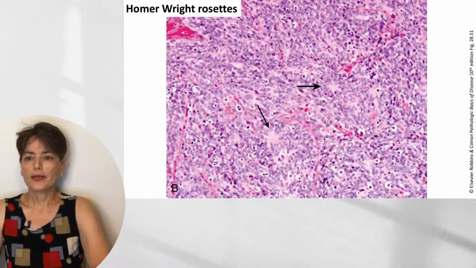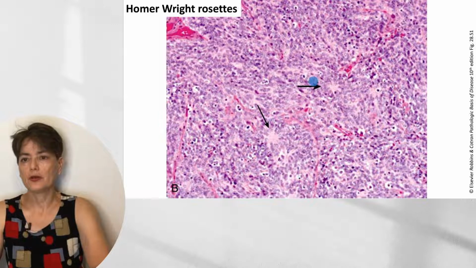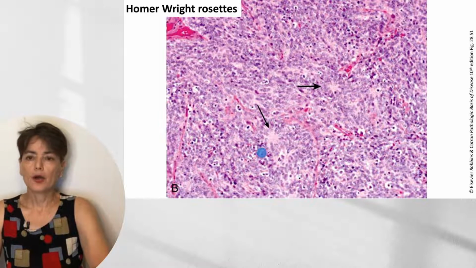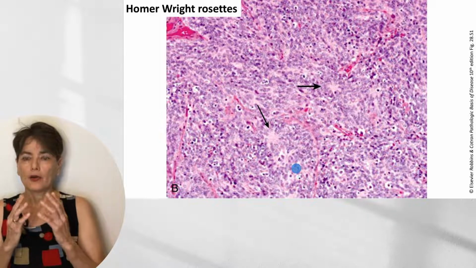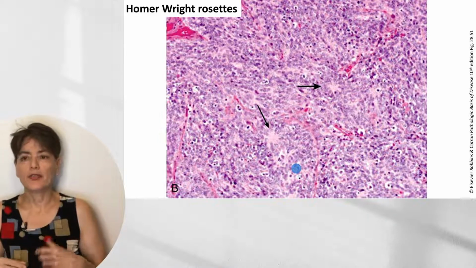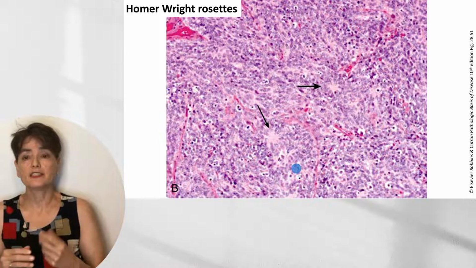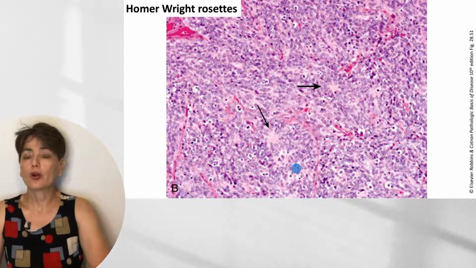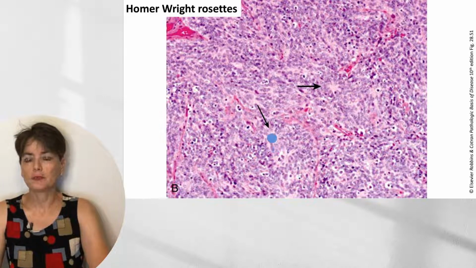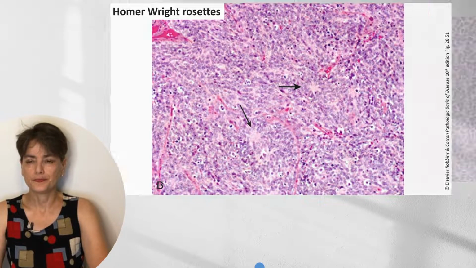This is the best picture I was able to find of Homer Wright rosettes. You can see them here and here. So we have our three different findings. So we have our full-on rosettes that we see in our ependymomas, our true rosettes that have a lumen. We have our pseudo-rosettes that have a blood vessel in the center, and then we have our Homer Wright rosettes where you have just this pink blob in the middle. That's the neuropil, these processes extending towards the center.